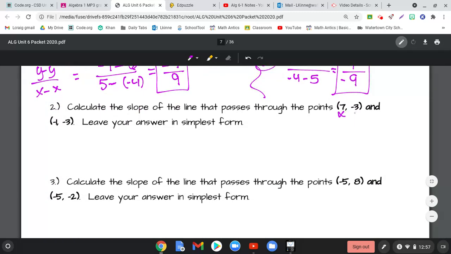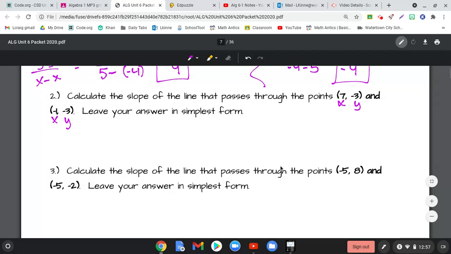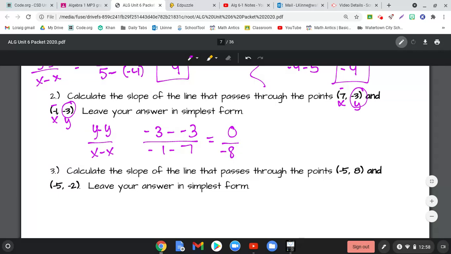So here's our x, here's our y, x, y. So again, it might help to write this down a couple times, y minus y over x minus x. So I'm going to do -3 minus -3, and then I'm going to do -1 minus 7. Again, order doesn't matter. You'd see you get the same thing. All right, -3 essentially plus 3 is 0 over -8.